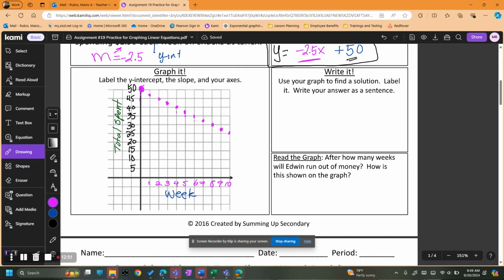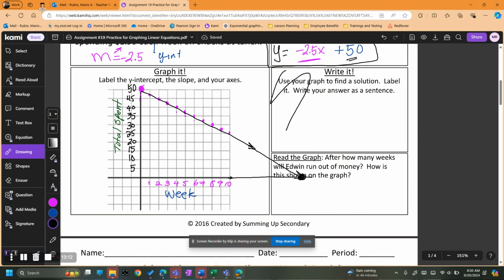Eventually, obviously we're running out of space here, but if we kept graphing, not only do we see that the slope is negative, which makes sense because we're running out of money, eventually this graph would go to some point where we'll figure out how many weeks it takes for him to get to $0 in his account.